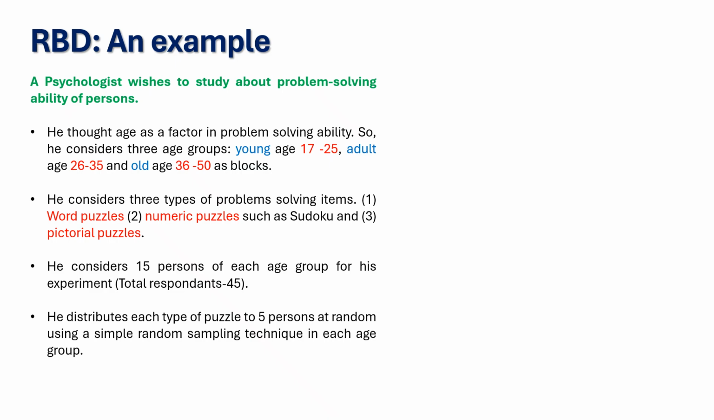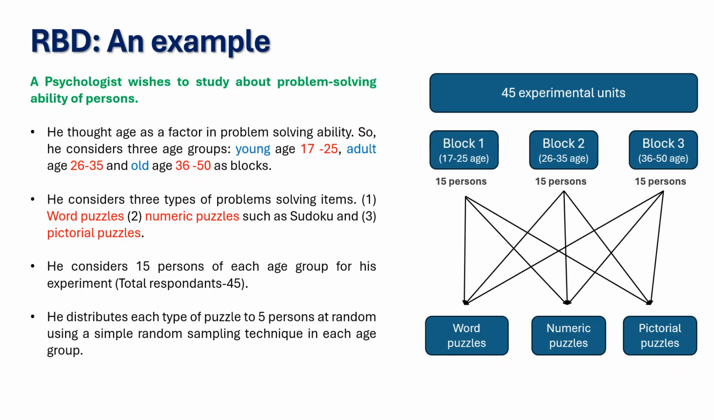So what he does is he considers 15 persons from each age group for the experiment. So that becomes a total of 45 respondents now. He distributes each type of puzzle to 5 persons at random, using a simple random sampling technique in each age group. So that's the reason the randomization comes in the randomized block design. So you can see how the respondents were given the various puzzle types.